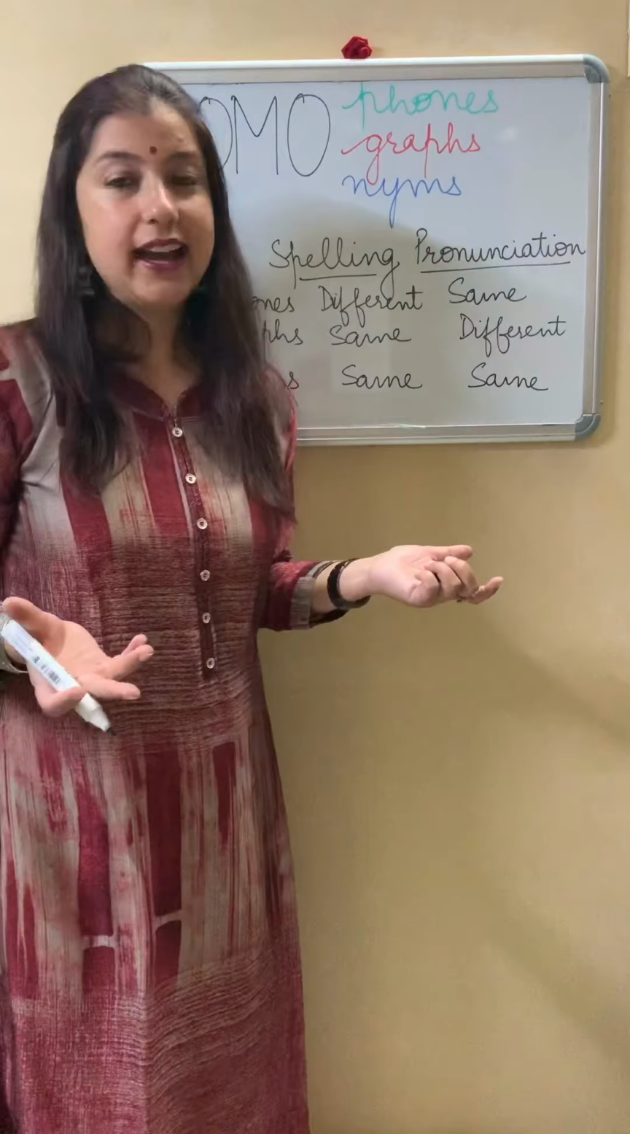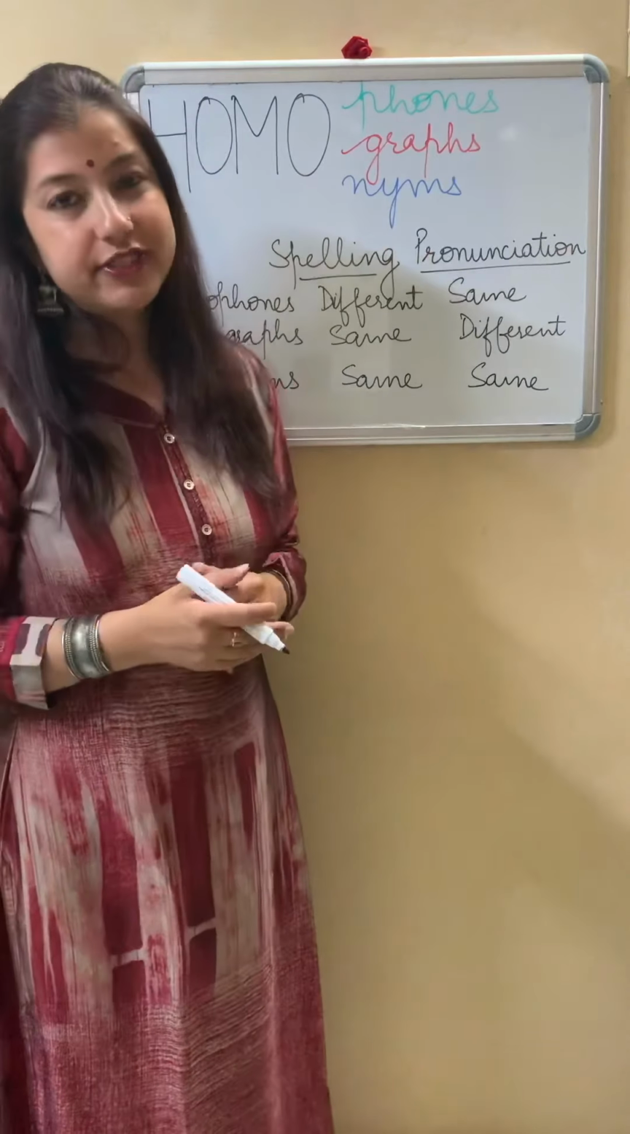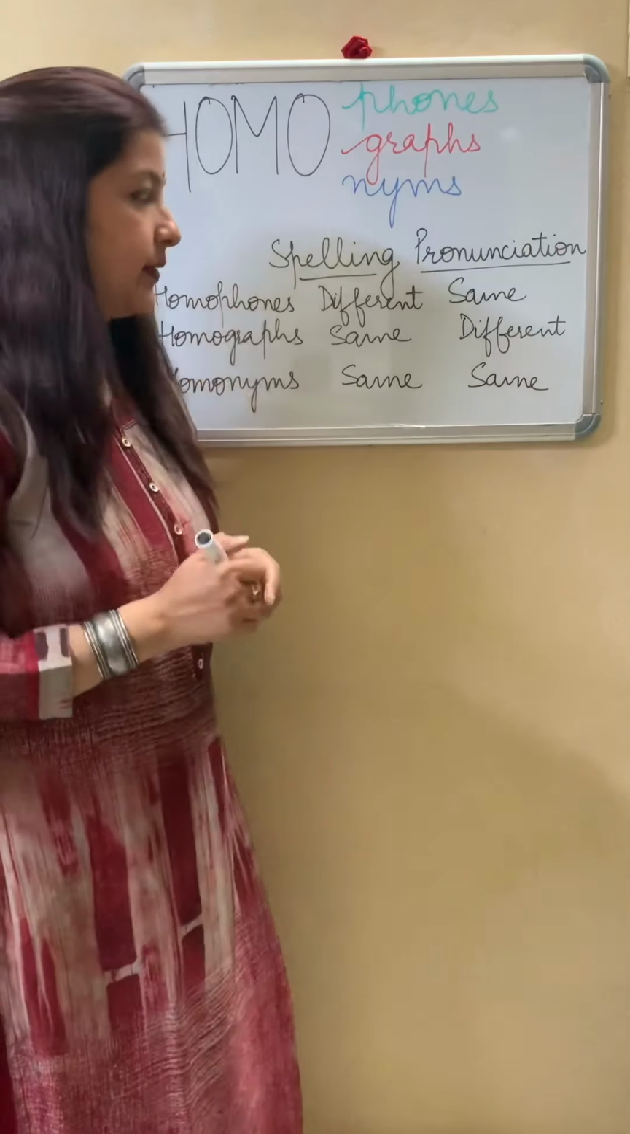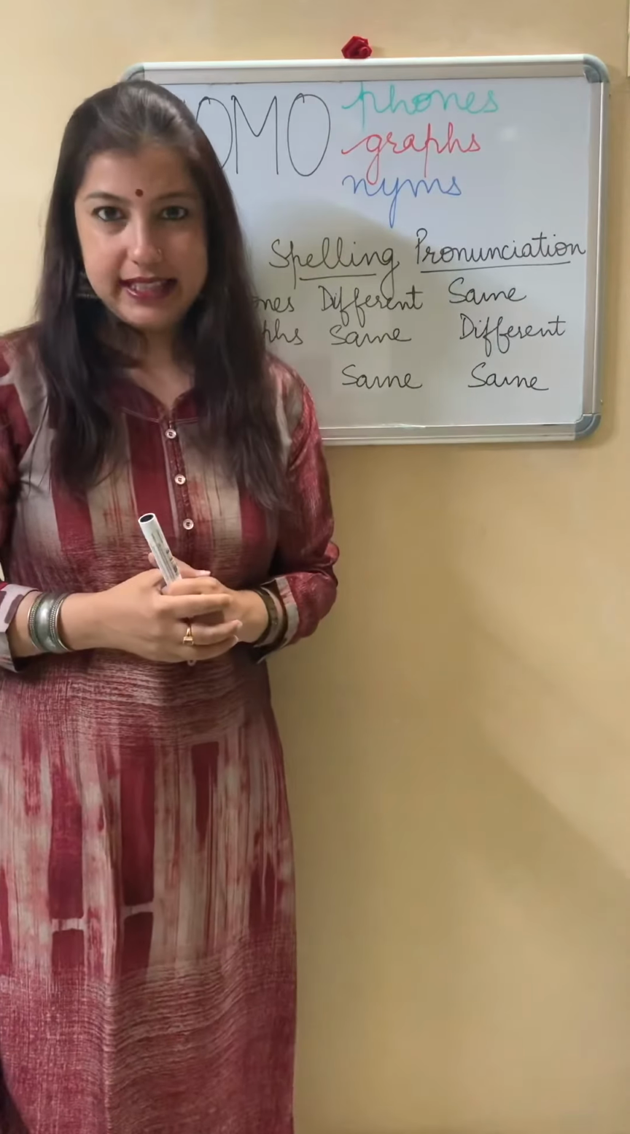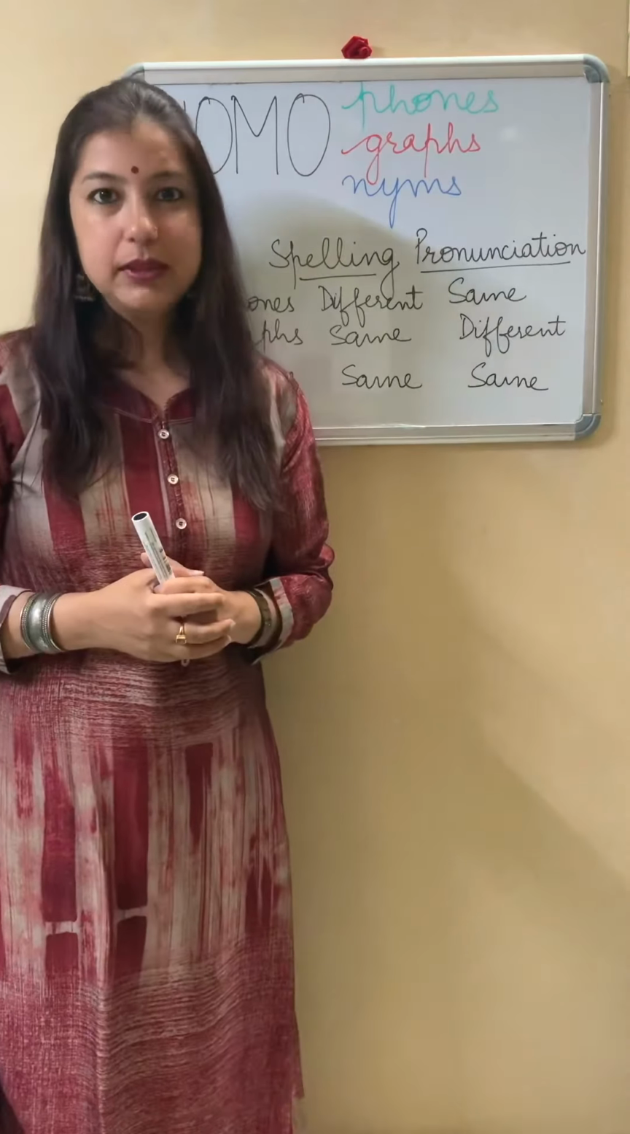Next is homonyms. This is the most confusing, I believe, because it has characteristics of both homophones and homographs. They are spelled in the same way and they are pronounced in the same manner, but still they are different in their meanings. So let us now come to the examples which will give you a clearer idea of the difference between these three.